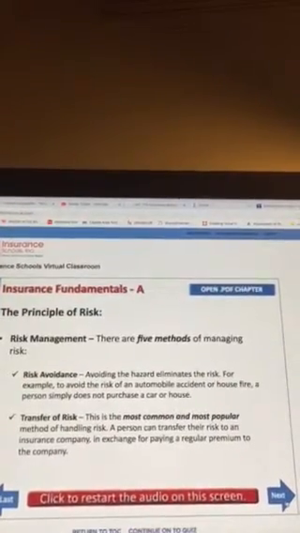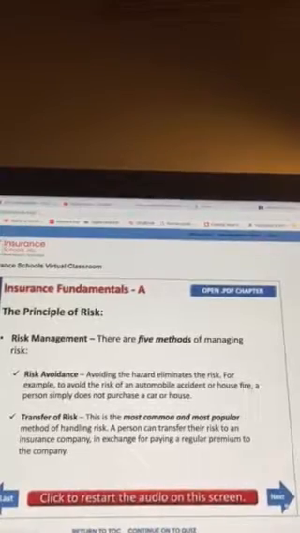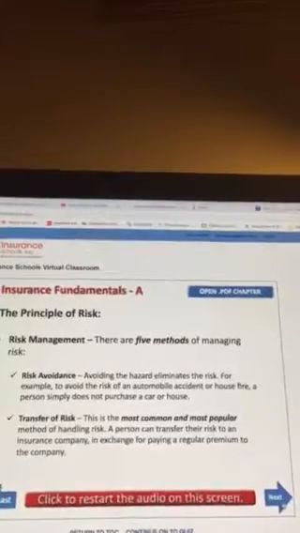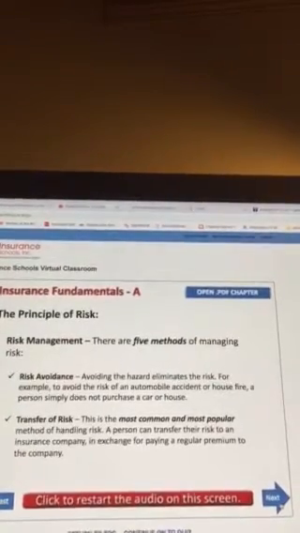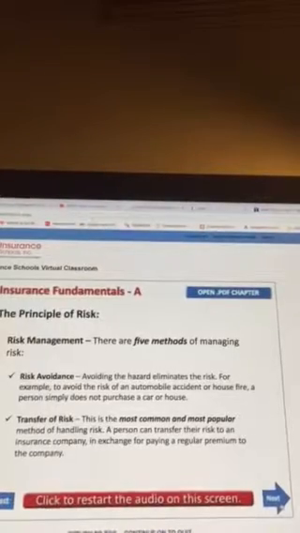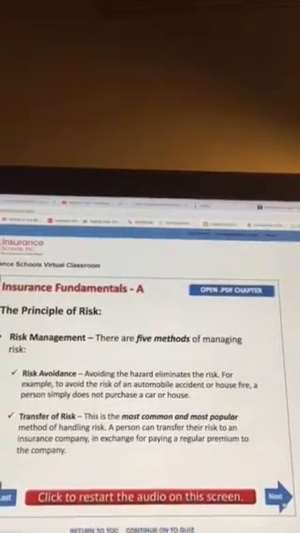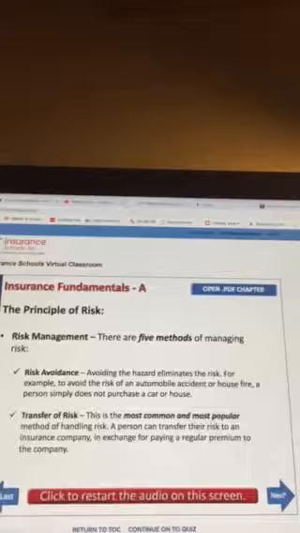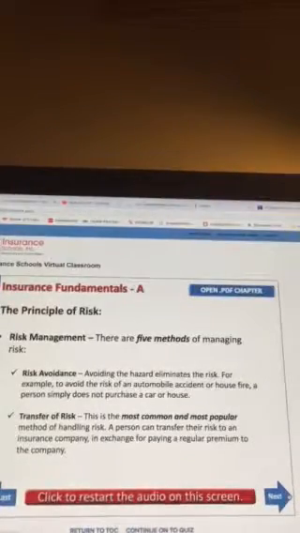Now let's discuss the important topic of risk management. There are 5 methods of managing risk, and the first one is risk avoidance. Avoiding the hazard eliminates the risk. For example, to avoid the risk of an automobile accident or house fire, a person simply does not purchase a car or house.